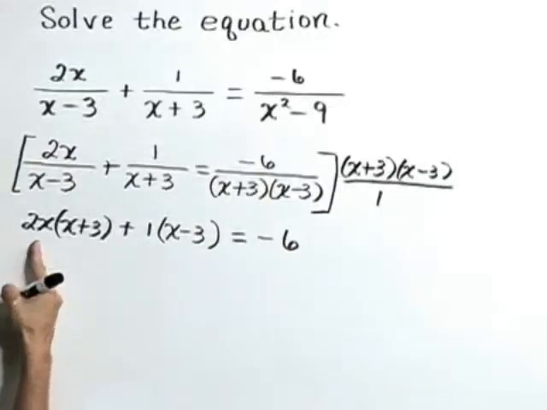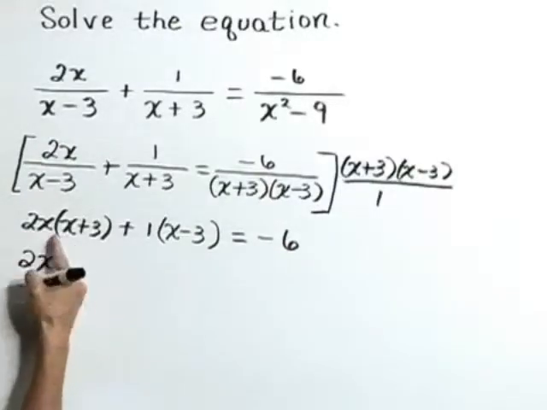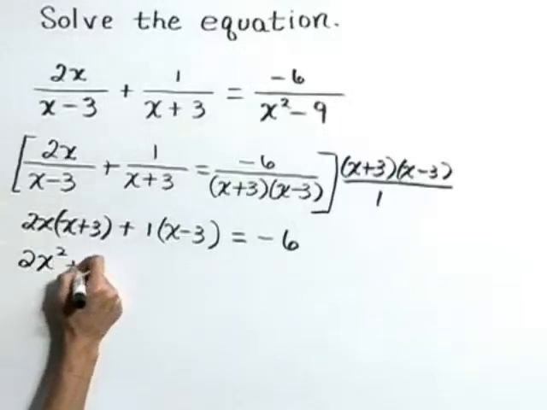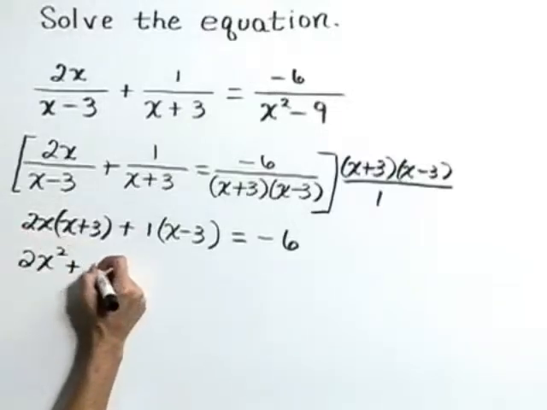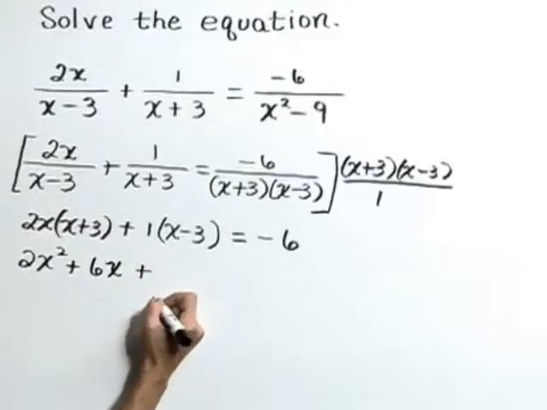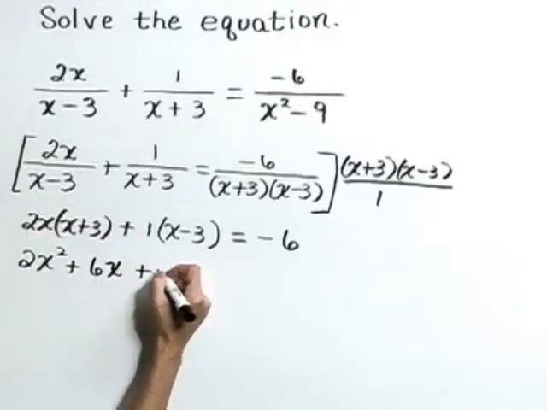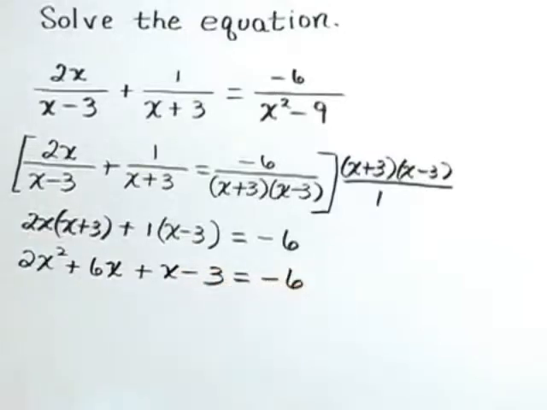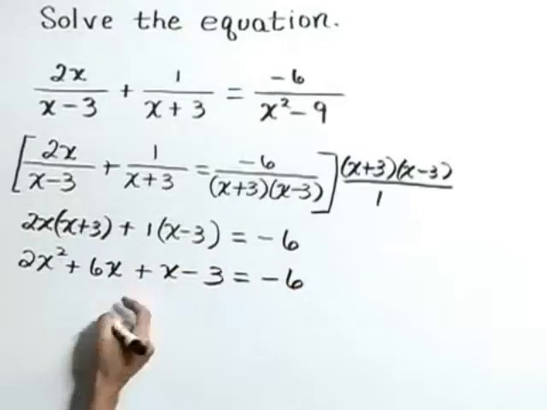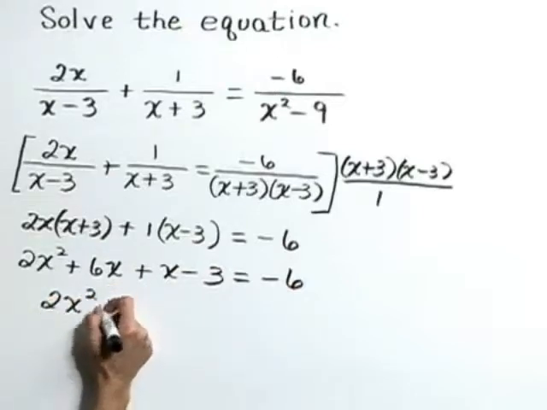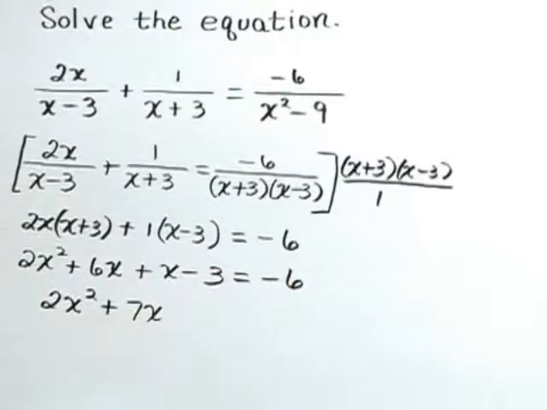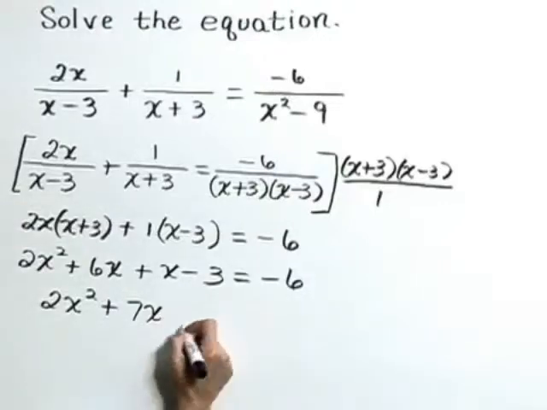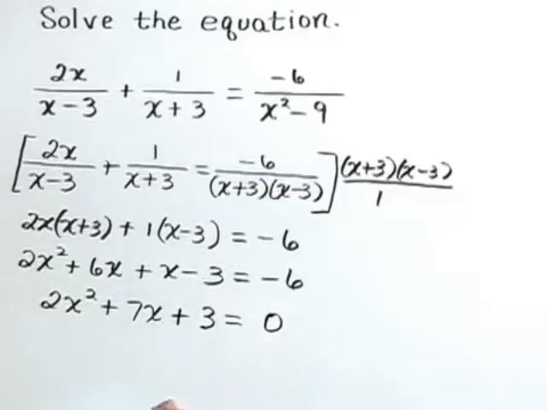Let's clean up the left side by multiplying. 2x times x gives 2x squared, plus 2x times 3 is 6x. Multiplying 1 through this parenthesis gives a plus x and a minus 3. That's equal to a negative 6. Combining like terms, on the left we have a 2x squared plus 7x. And let's bring this 6 over as well, adding 6 to both sides. Negative 3 plus that 6 is a positive 3.